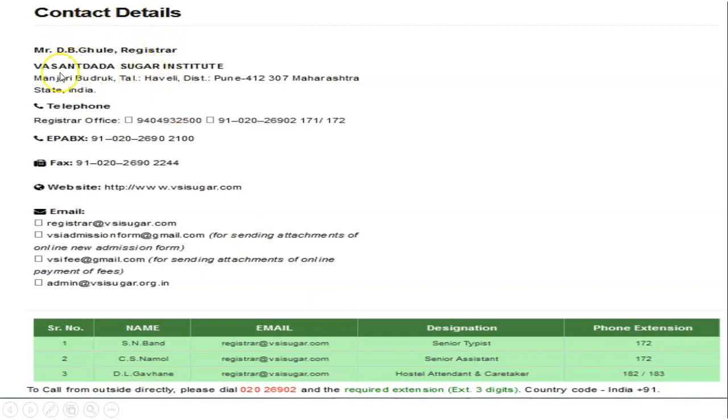These are the contact details. The contact person is Mr. D.B. Ghule, registrar, Vasant Dada Sugar Institute. This is the telephone or mobile number, 9404932500, and this is the landline number. The website is also given here, then the mail ID is given, and the concerned persons whom you can contact.